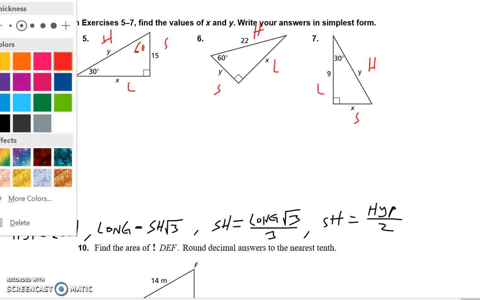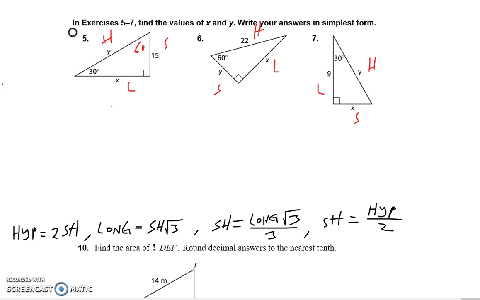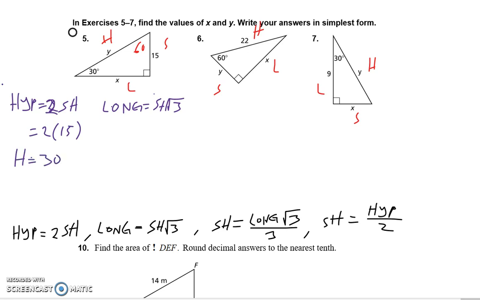Okay, so solving these. For this one, we need the height. So height is 2 times short. So height equals 2 short. Then we also need long. Long equals short times square root of 3. So 2 times the short is 2 times 15. So the height equals 30. Then the long is, what is it, 15 square root of 3. So that's the long.